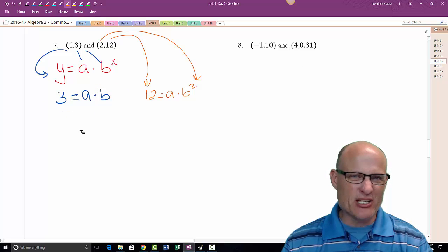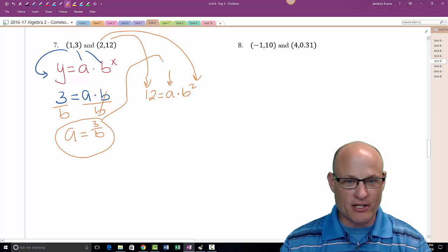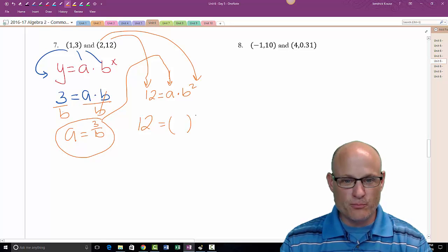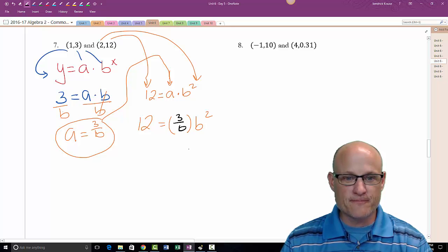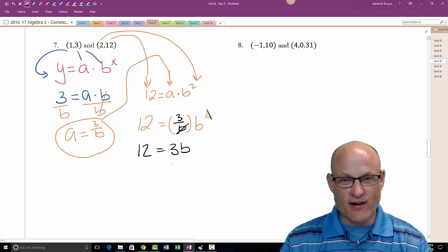I think what I'm going to do now is use the substitution property. I want to get rid of this a value. So over here, I'm going to solve for a. I'm going to divide by b. And I'm going to say, okay, a is really equal to 3 over b. According to this equation, a is equal to 3 over b. So I'm going to plug that in for a. So I get 12 equals b squared, and in for a, I'm going to put in 3 over b. If I multiply this out on this side, what I end up with is 12 equals 3b, because this b is going to cancel with one of those. Divide by 3, and oh, okay, now I get b equals 4.